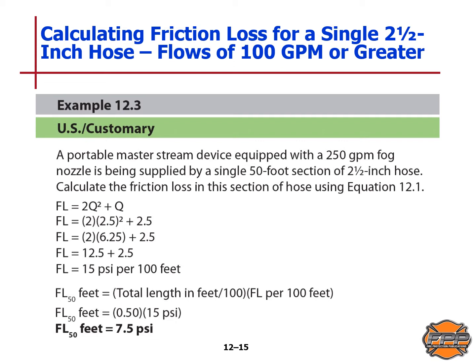The friction loss for 50 feet equals the total length in feet divided by 100, times the friction loss per 100 feet. The friction loss for 50 feet equals 0.5 times 15 psi. So the friction loss for 50 feet is 7.5 psi.